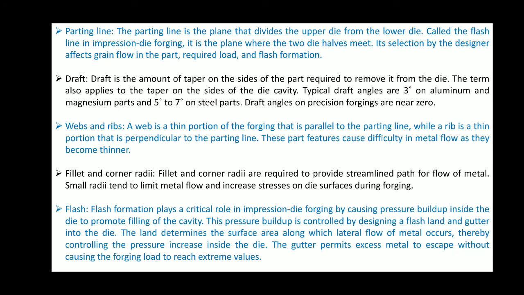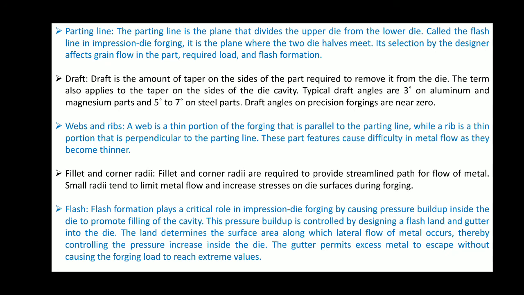Proper flowability, that is forgeability, of the particular material also you have to consider. Similarly, fillet and corner radius are required to provide a streamlined path for the flow of metal. So if we provide these radii, then the flow of the metal in this particular section is generally not hampered. It is hampered if we have a sharp corner with no radius. Small radii tend to limit the metal flow and increase stresses on die surfaces during forging.